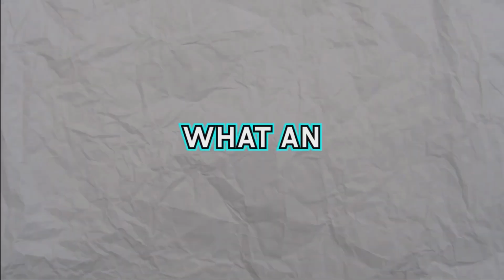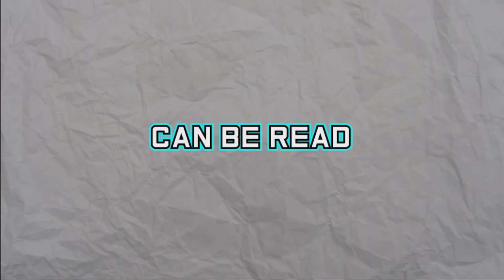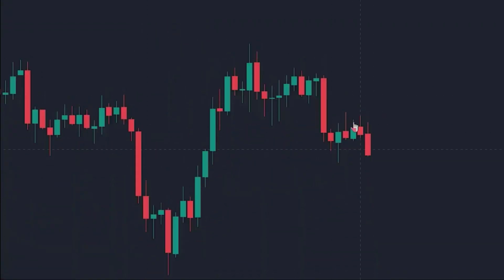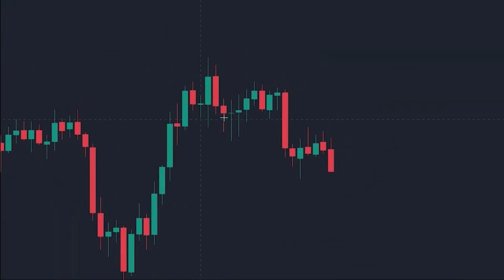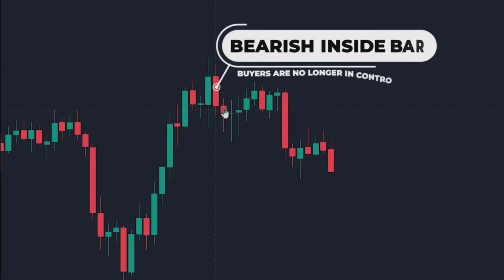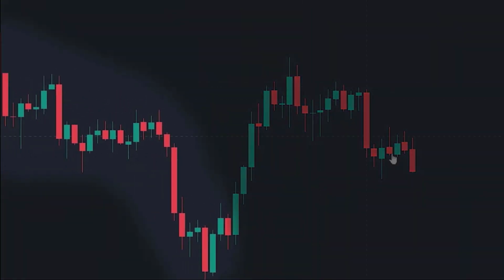Now that we understand what an inside bar is, let's take a look at how the inside bar pattern can be read. An inside bar can indicate different market conditions. However, the most basic way of interpreting the inside bar involves looking for an inside bar after a strong trend. In the case of a bullish trend, the inside bar indicates that the buyers are no longer interested in buying at a greater price. This means there is a high likelihood of the price either consolidating or moving in the bearish direction.